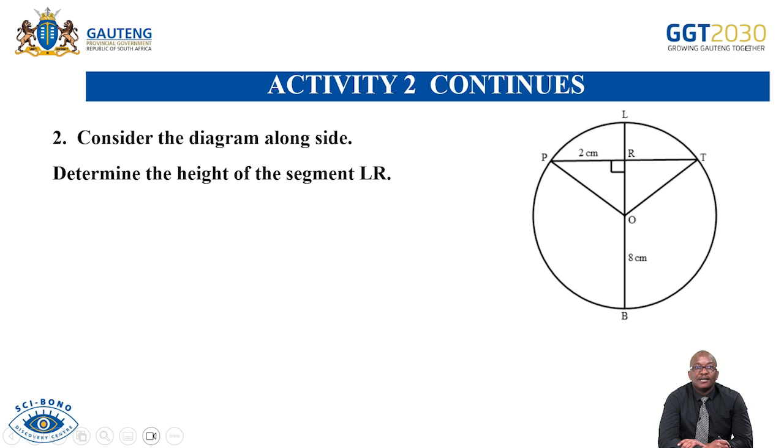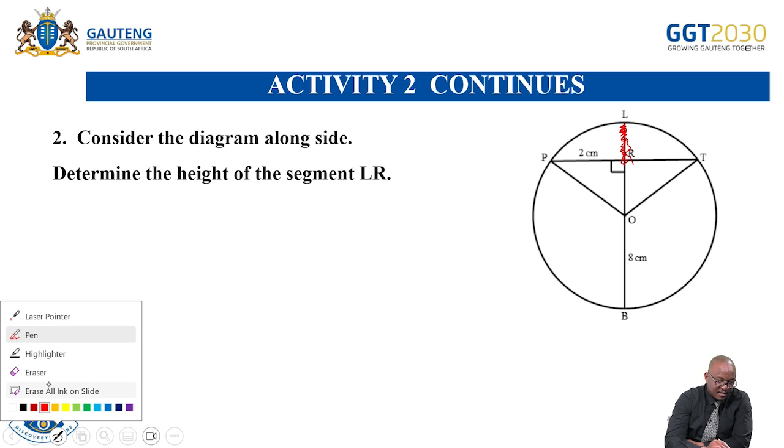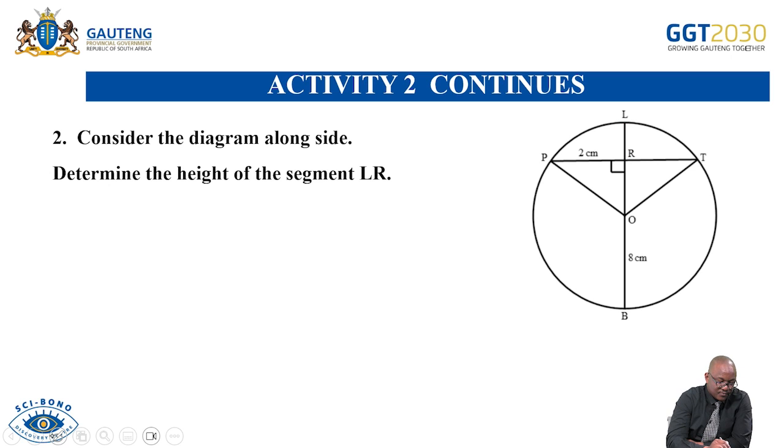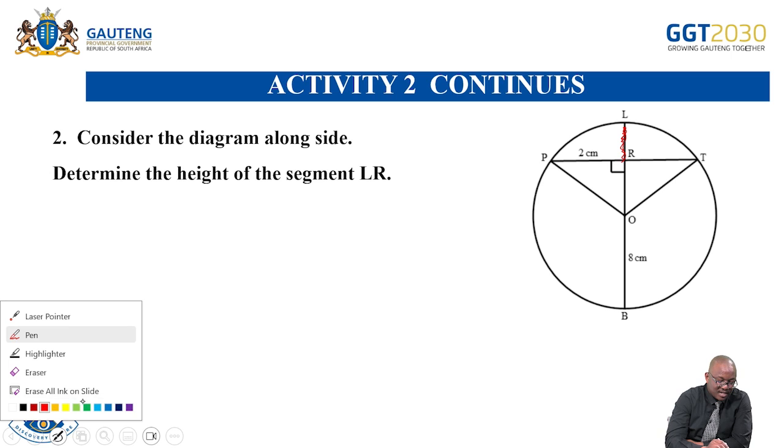Number 2, they say consider the diagram alongside, correct? And we must determine the height of the segment LR. So now we're looking at our diagram there. You are given the length of LR, that's what we are looking for. But there are certain dimensions that are given there.